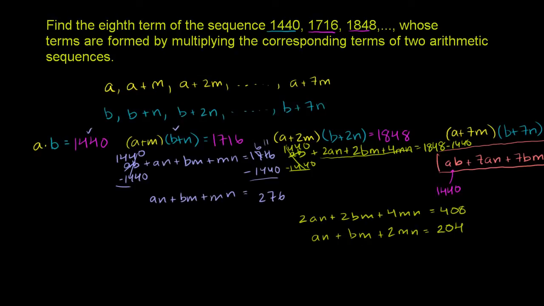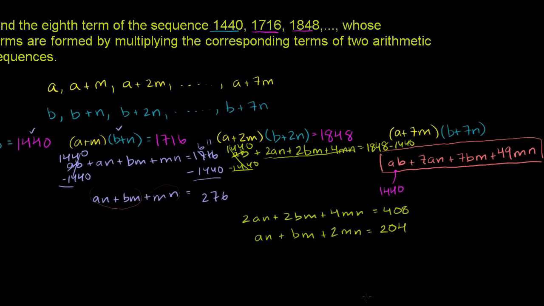If we view this as kind of one variable and this as another, it seems like we can solve for mn and then we can solve for an plus bm. The reason why that would be useful is our final answer has some multiple times mn. So if we know what mn is, we could put that number here. And if we know what an plus bm is, we just have to multiply that by 7, and we're going to get this term right over here. So let's do that.